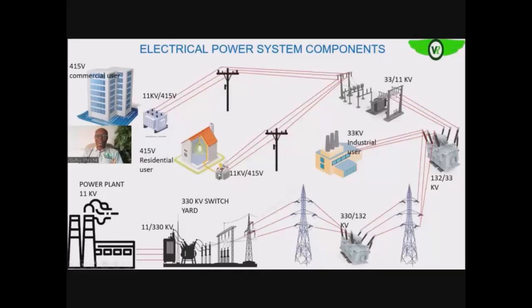Then as it is going to your load, it is further stepped down to 415 volts, apart from your industrial users, okay? These industrial users will definitely have a step down transformer that will take this from 33 to 11 to 415 to 6.6 to whatever voltage level that they are using. So now you are familiar with the voltage levels, okay, at the different sections of the power system.